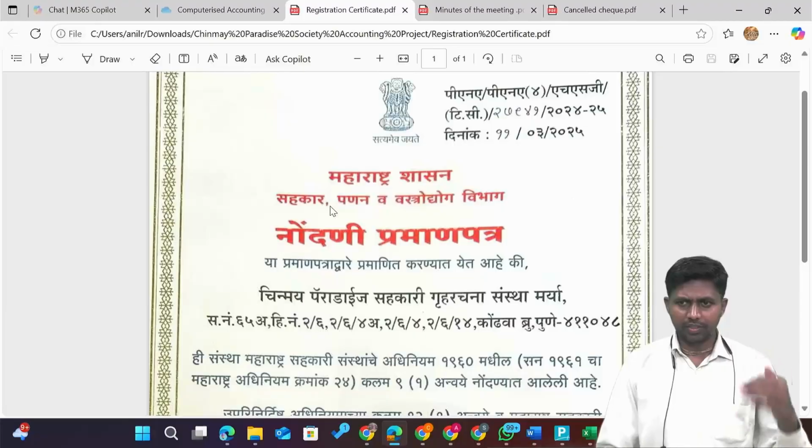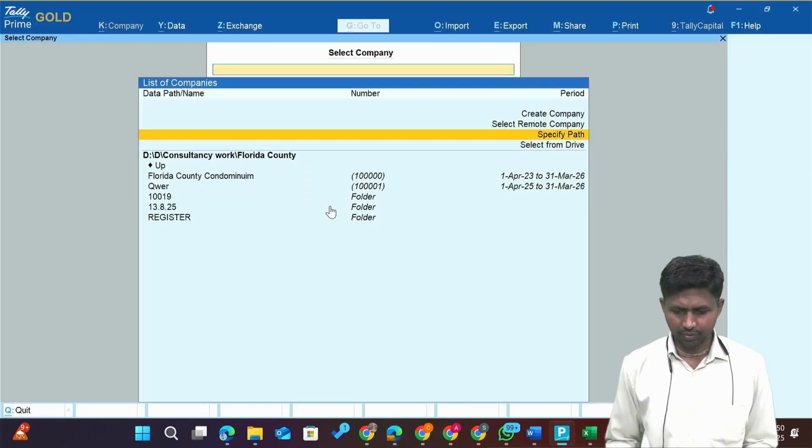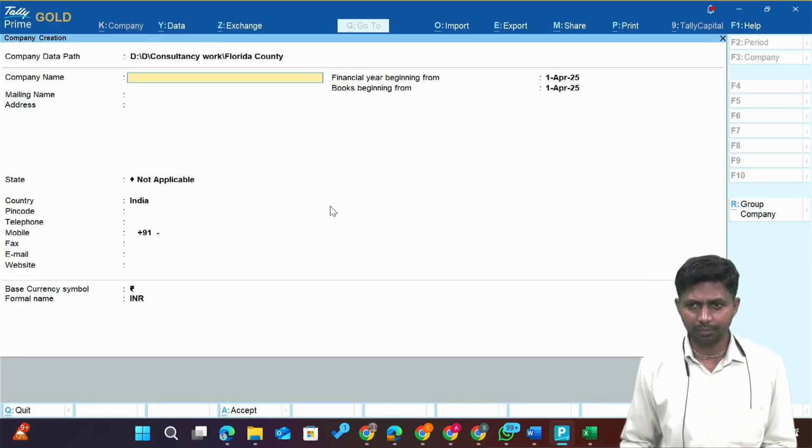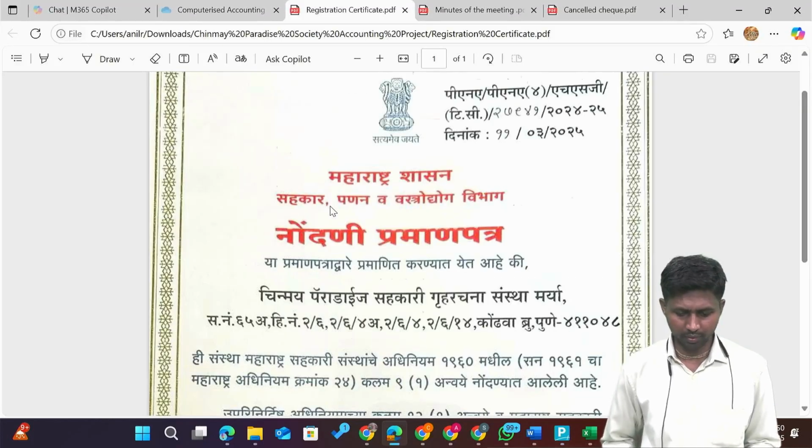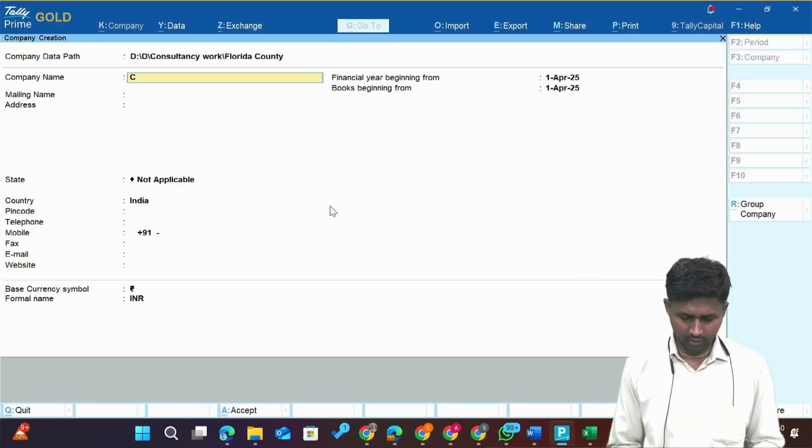From this registration certificate, we'll create the company in the Tally software. To create the company, select the create company option and then give the name. The name is written Chinmay Paradise Society.